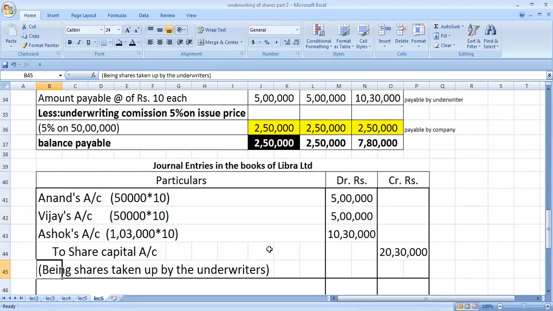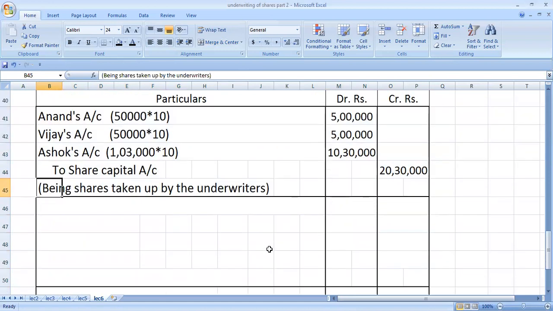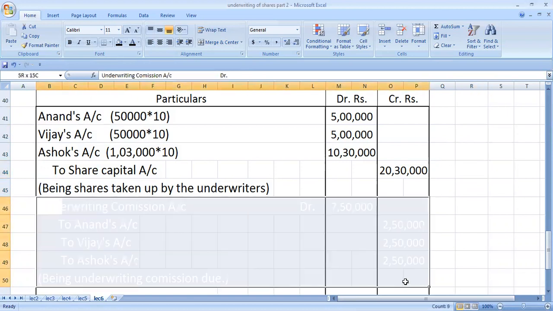Okay, so it is a very simple journal entry. You will have to write just underwriter account debit to share capital account. Now let's move toward the second journal entry. So after this first entry, you will have to pass the second entry for the commission due. Okay, so how will it be?